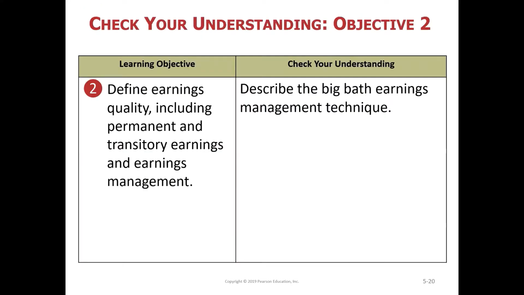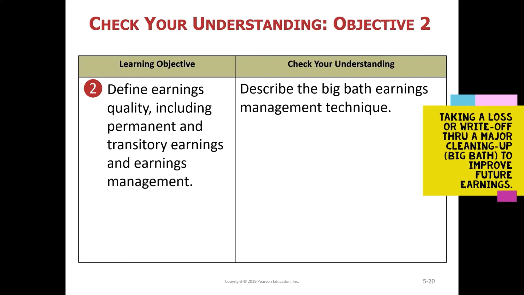Okay, we are at the end of Objective 2. Describe the Big Bath Earnings Management Technique. When low earnings are expected, the Big Bath Earnings Management Technique involves increasing a net loss to allow the firm to show increased net income in the future.